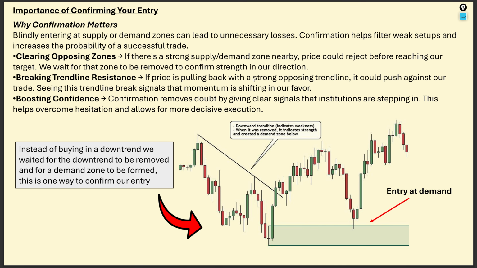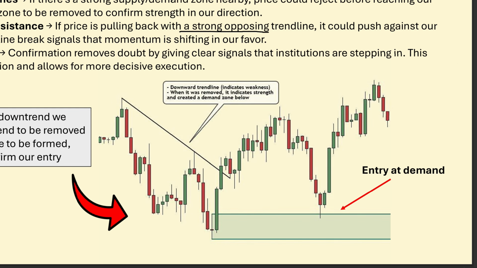Now we also have our trend line resistance. If price is pulling back with a strong opposing trend line, it could push against our trade. So you could literally get an entry, right? A good area of demand, you bought it, and then price pulls up to a trend line and then reacts off of it, and then we break the zone. It is a possibility. So when we have a downward trend line, right, that indicates weakness, and when it's removed, that indicates strength.